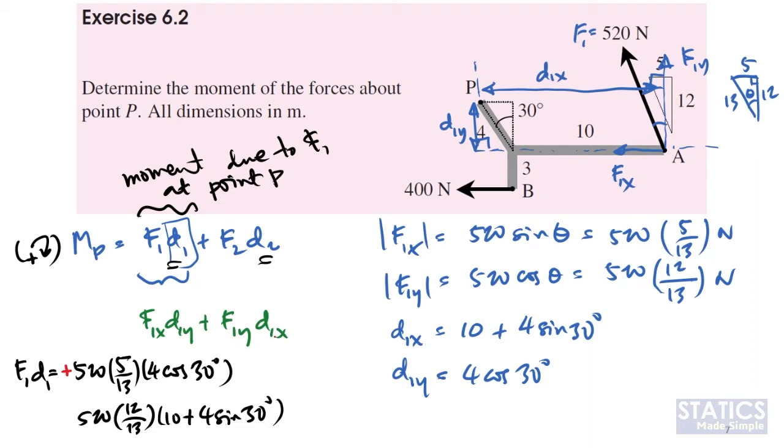For f1y times d1x, f1y will create a rotation that is counterclockwise with respect to point P. So the sign is negative. Why negative? Because we are saying the moment is positive clockwise. That's how we know the direction of moment for f1x and f1y. All right, clear? Okay. Next, we'll be calculating f2 times d2.